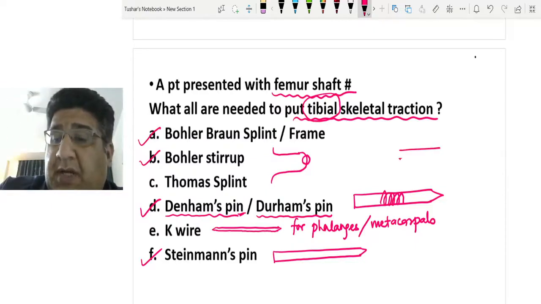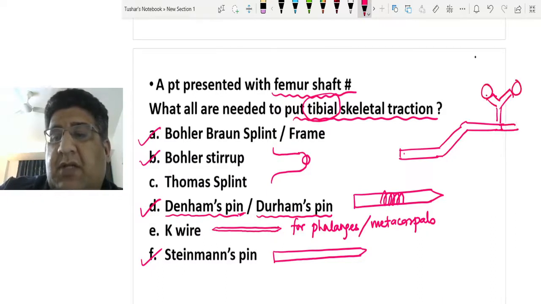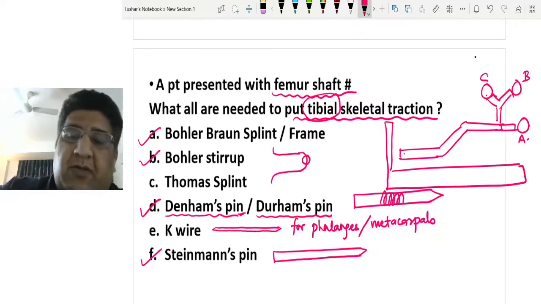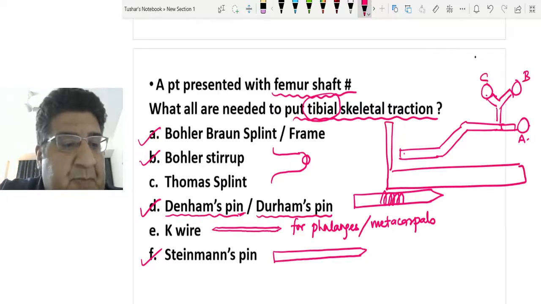in that the patient is lying down on the bed in this sort of a frame which has a pulley A here, a pulley B here, and a pulley C here, and it is on the bed. So this is what is called as Bowler-Brown frame or Bowler-Brown splint. Very simple. Is that clear to all of you? Done, everyone?